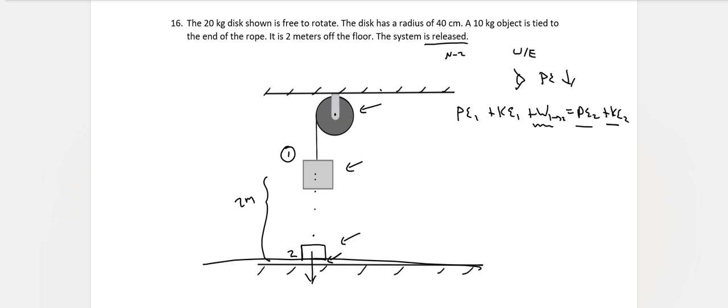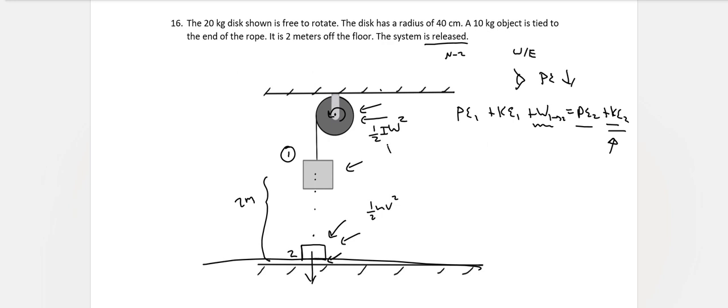Kinetic energy 2. This object is moving, so it will have a kinetic energy, a 1/2 mv squared term, but you're going to put that under the KE2. However, this disk is also rotating, so it has a kinetic energy of 1/2 I omega squared. That's the kinetic energy of a rotating body. So that too needs to go under the KE2 term.